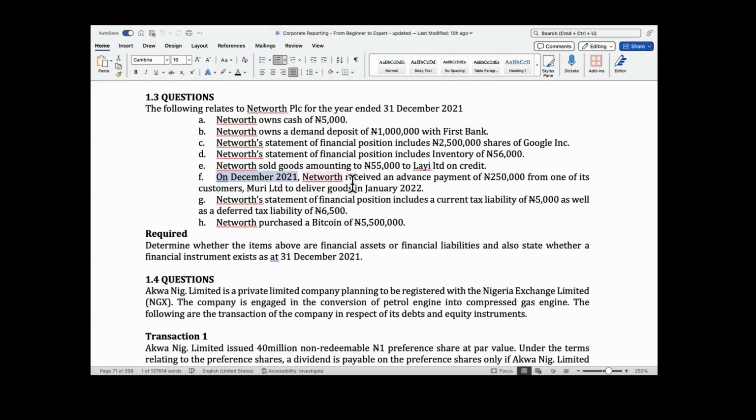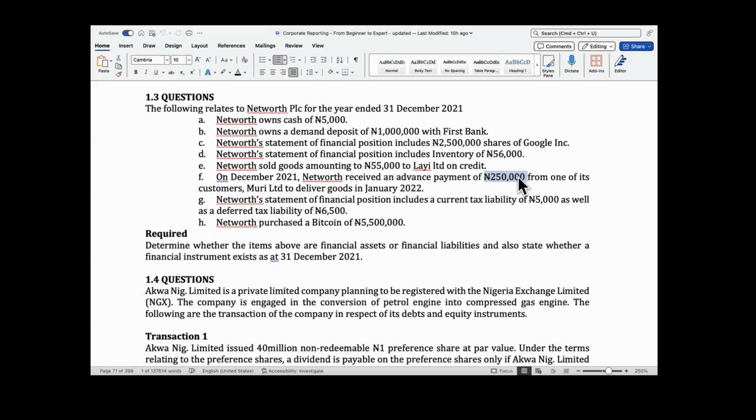It says that in December 2021, Net worth received an advance payment of 250,000 from one of its customers, Muri, to deliver goods. So in this one, Net worth received payment of 250. It's just like you who have paid for your lectures in advance and are now receiving the service gradually. It's a similar scenario here. Net worth received 250, and the obligation it has is to deliver goods.